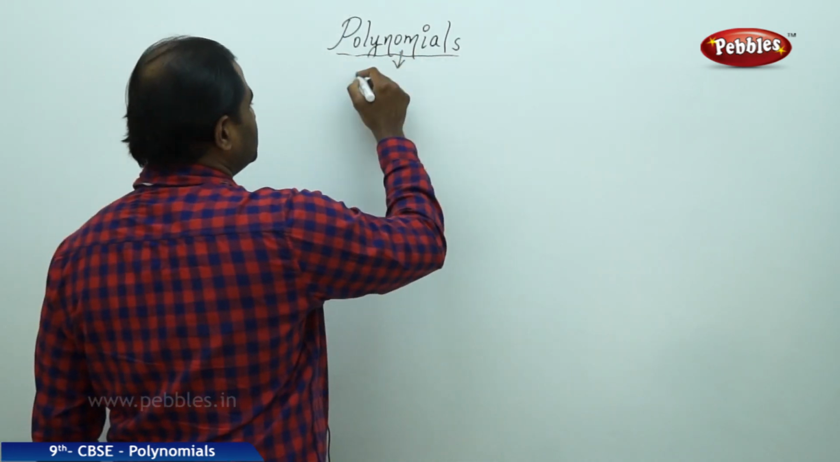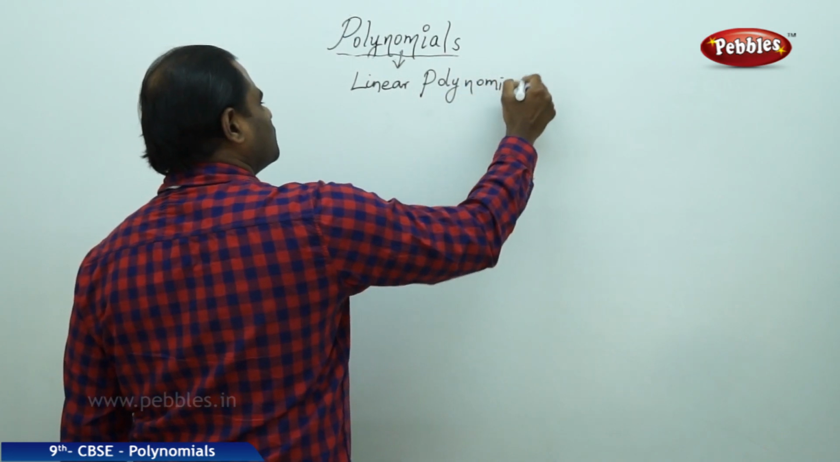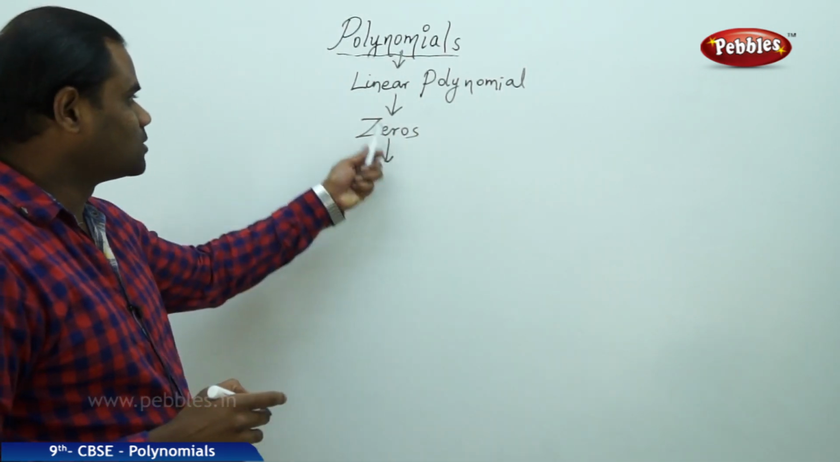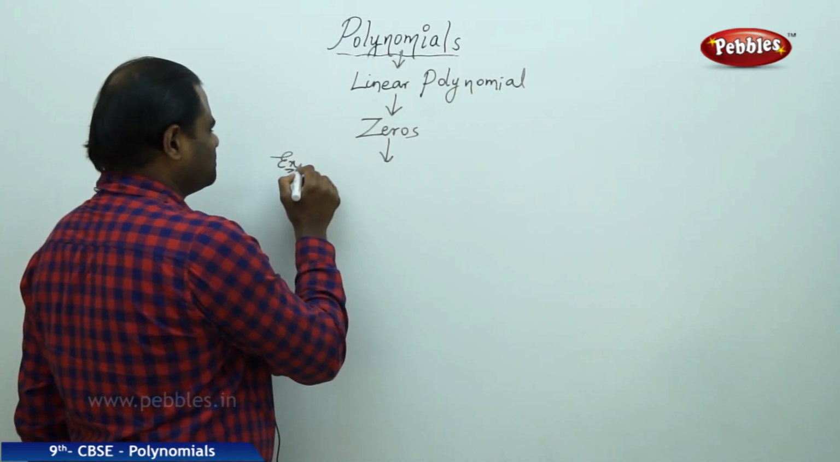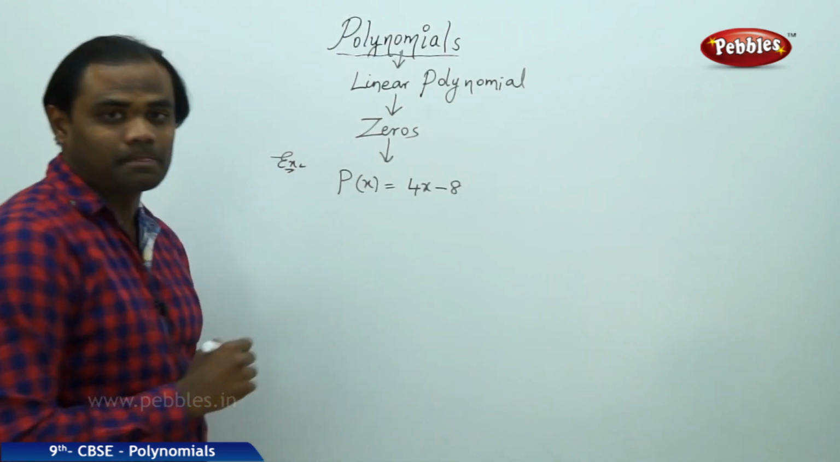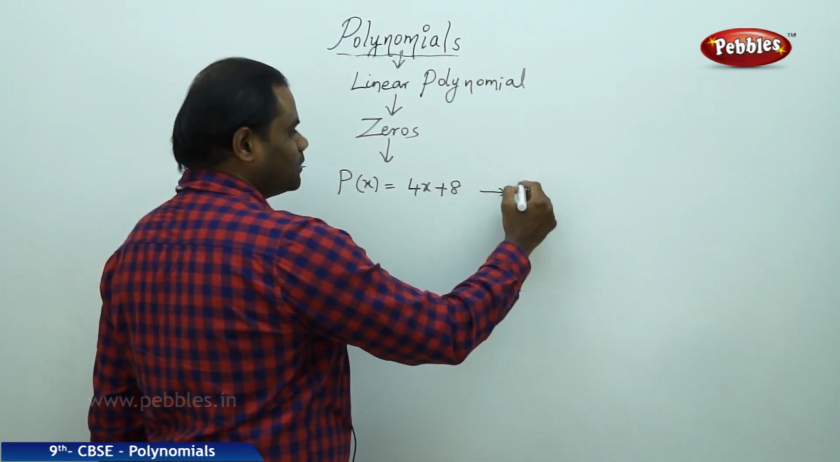Now, as a specific case, let's take the special case of a linear polynomial. We have always identified that a linear polynomial has only one zero. Let's investigate the zeros of a linear polynomial with an example problem. For example, I take the linear polynomial P of x is 4x minus 8 or 4x plus 8, and I want to find the zero of this linear polynomial which has degree equal to 1.